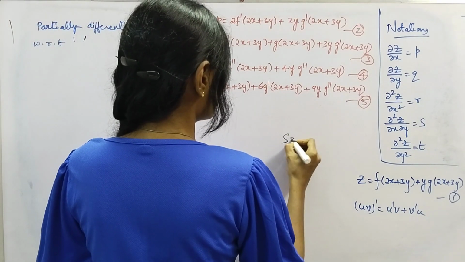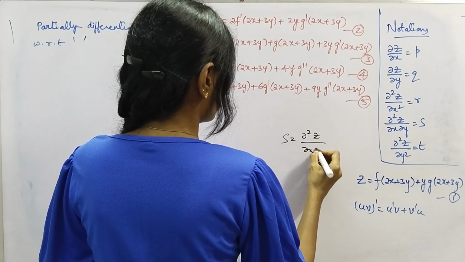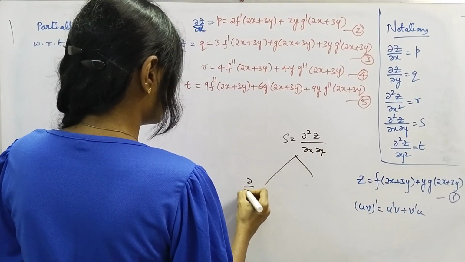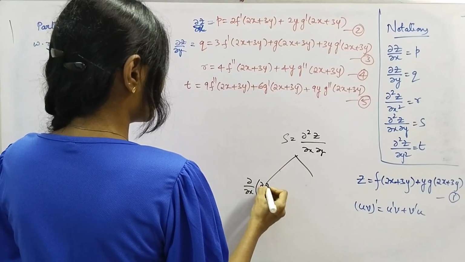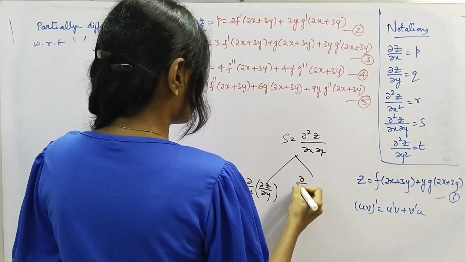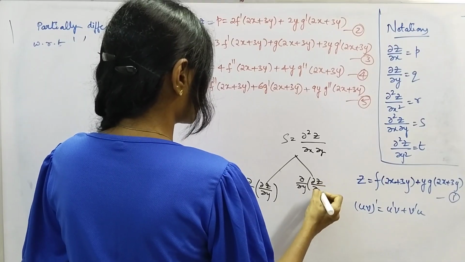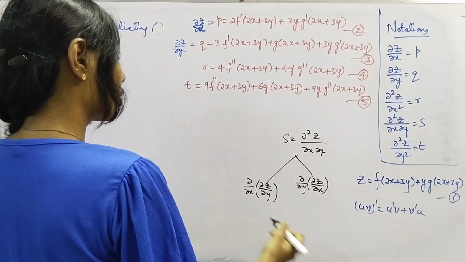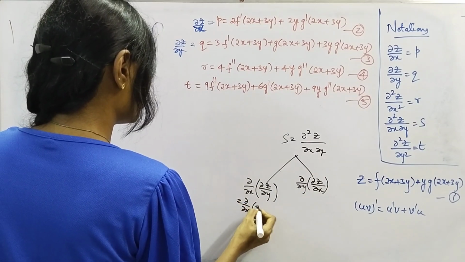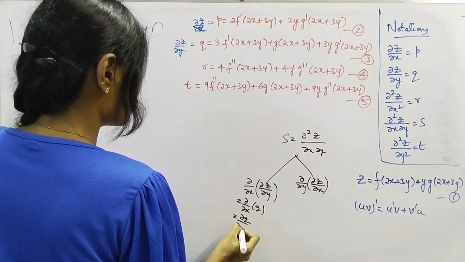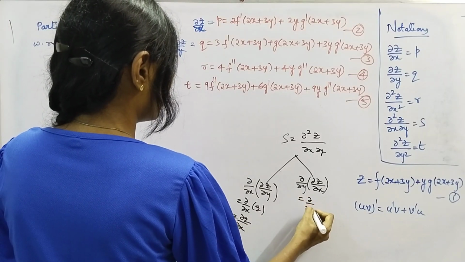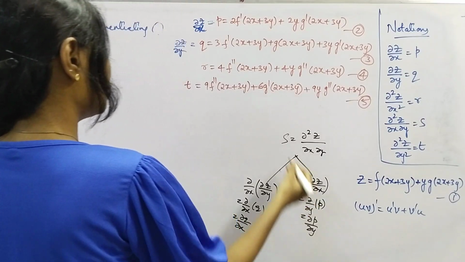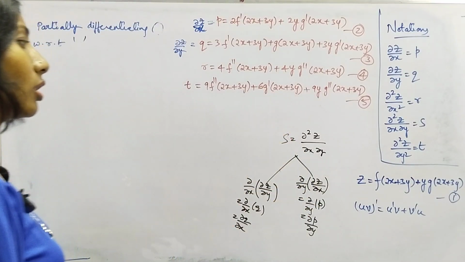involving s. We know that s is nothing but dou square z by dou x dou y, right? We can write this in two ways. You can just write this as dou by dou x of dou z by dou y, or dou by dou y of dou z by dou x, right? We know that dou z by dou x is nothing but p, and dou z by dou y can be replaced by q. So you'll get dou by dou x of q here, which gives dou q by dou x, or you'll get dou p by dou y. Dou p by dou y is nothing but s, or dou q by dou x is nothing but s.